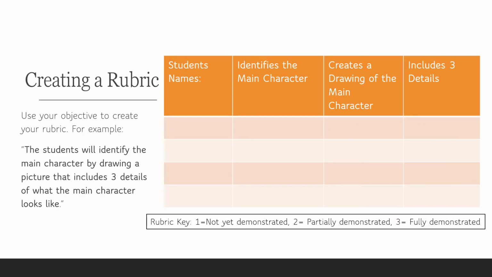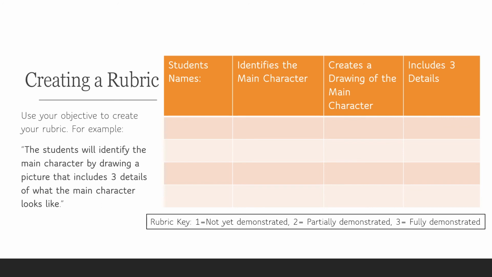Let's look at how we use this performance-based objective to then create a rubric. So you take the wording from your objective and you put it into the rubric. So here's an example. The students will identify the main character by drawing a picture that includes 3 details of what the main character looks like.